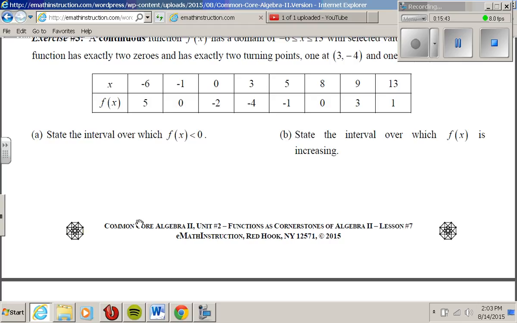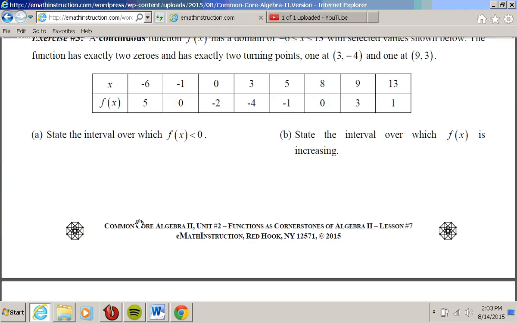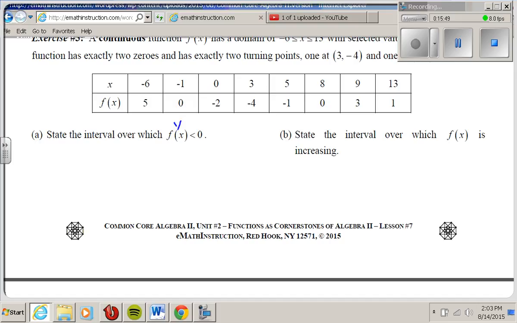State the interval for which f of x is less than 0. So f of x, again, same thing as y. Where is it less than 0? Or in our case, negative. We are negative on the interval from 0 to 5, right? Right here. State the interval for over which f of x is increasing.